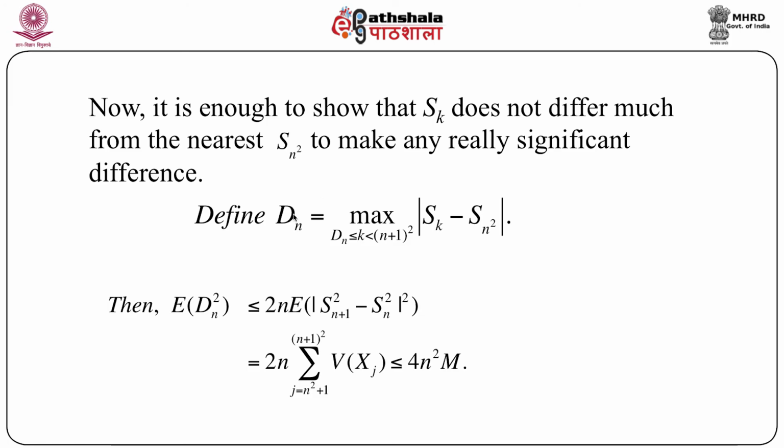Now a little bit of algebraic manipulation will give us immediately that the expectation of Dn square is less than or equal to 2n into modulus of (Sn plus 1) square minus Sn square, whole square, which is nothing but 2n into the summation over j equals n square plus 1 to (n plus 1) whole square of variance of xj, which is less than or equal to 4n square into n. A little bit of algebraic manipulation will give us this result.